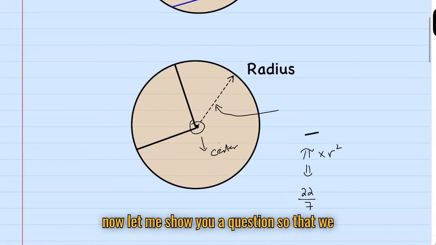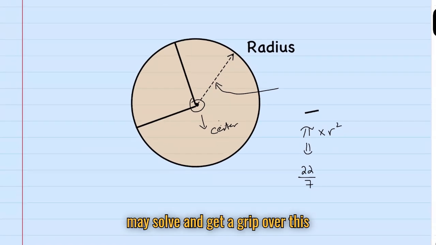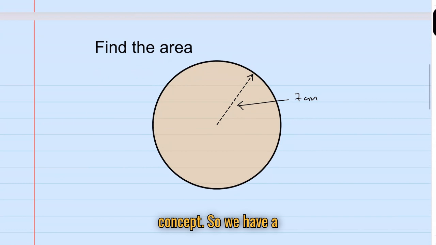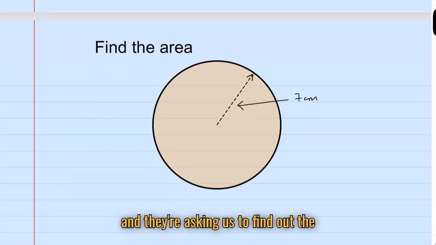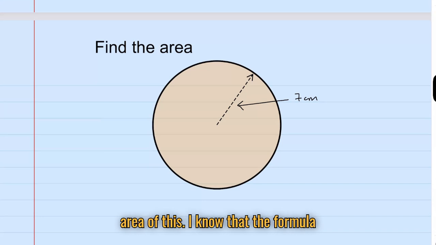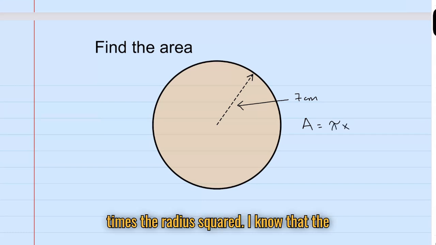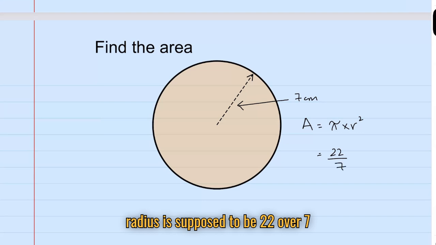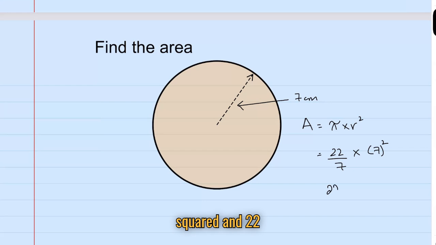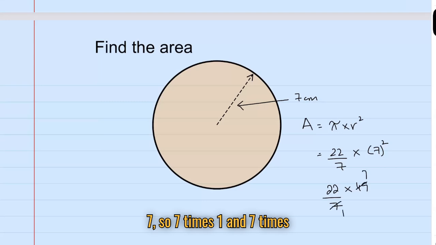And now let me show you a question so that we may solve and get a grip over this concept. So we have a circle which has a radius of 7, and they're asking us to find out the area of this. I know that the formula for finding out the area of a circle is pi times the radius squared. I know that pi is 22 over 7, and the radius was 7 itself, which is squared, and 22 times 49 is being divided by 7. So 7 times 1 and 7 times 7.